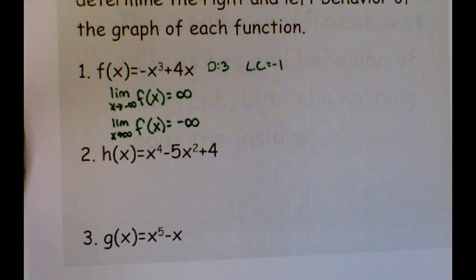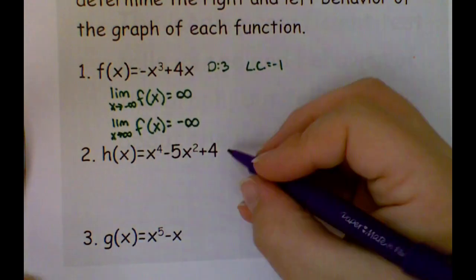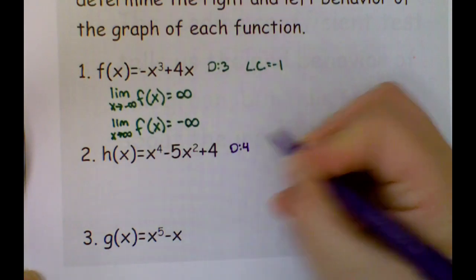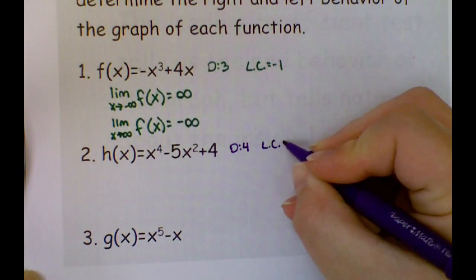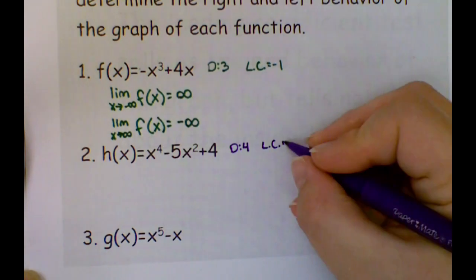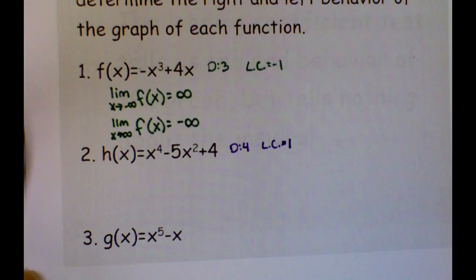All right, for h of x, my degree, my biggest exponent, is 4. My leading coefficient, well, there's no coefficient there, so it's just a 1. So I have an even degree, a positive leading coefficient. That means both ends will go up.